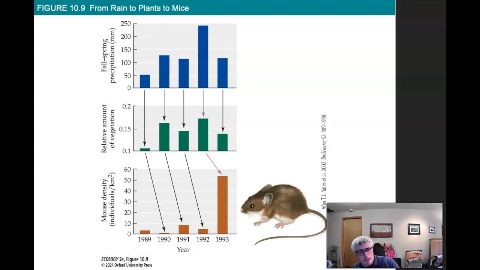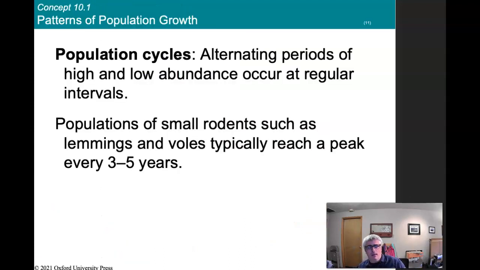They're starting to chew the vegetation down and occupy homes and other areas where they'll come into contact with people. We can also think about population in cycles. Lynx and hare, kind of like the classic example, but alternating periods of high and low abundance can occur at regular intervals. Populations of small rodents such as lemmings and voles typically peak every 3 to 5 years.